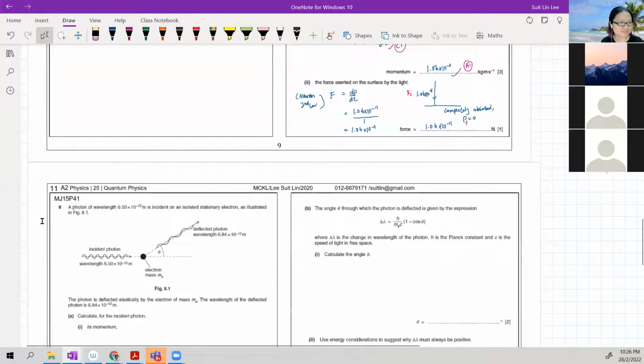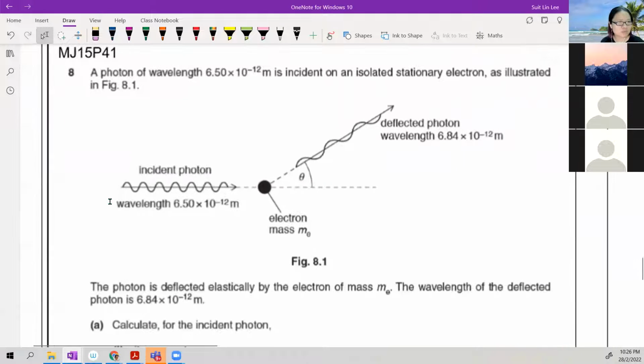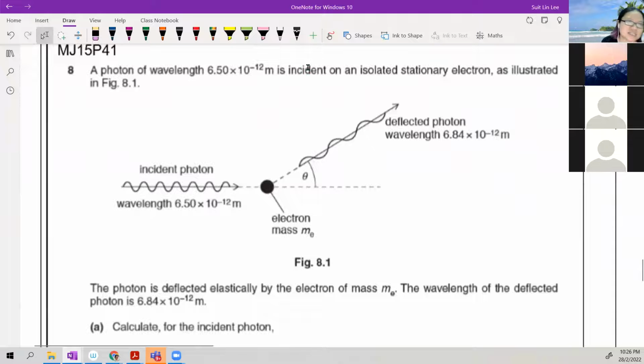Okay, so here, what we have is a photon of wavelength 6.5 times 10 to the power negative 2 incident on an isolated stationary electron, as illustrated in figure 8.1. Okay, so we have a photon is going to whack the electron. You can treat this photon as light particle. Going to hit the electron, and the photon is now here. I noticed that the wavelength has changed from 6.5 times 10 to the power -2 to 6.84 times 10 to the power -2.